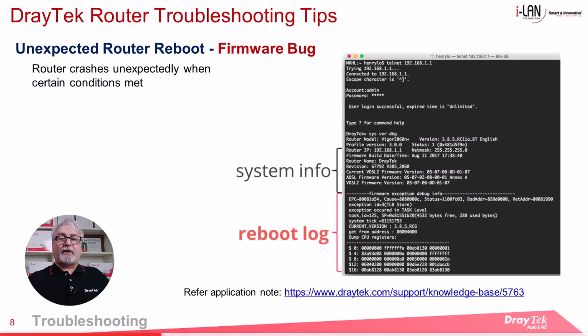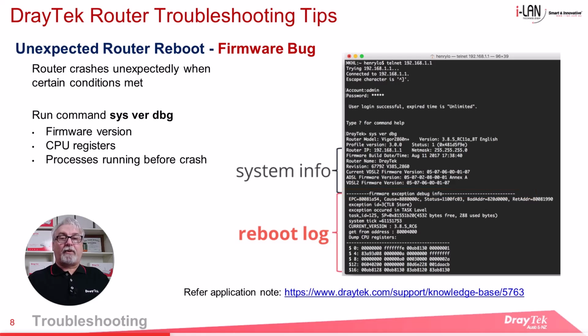To check if the crash occurred due to a firmware bug, go to the router CLI using Telnet or the web console. Then run the command sysverdbg. The information displayed is the system information, including the firmware version. If the crash occurred due to a firmware bug, you'll see the line firmware exception debug info, which you can see in the middle of this screenshot at the dotted line. Below that, you'll see which CPU registers were used and which processes were running before the router crashed.